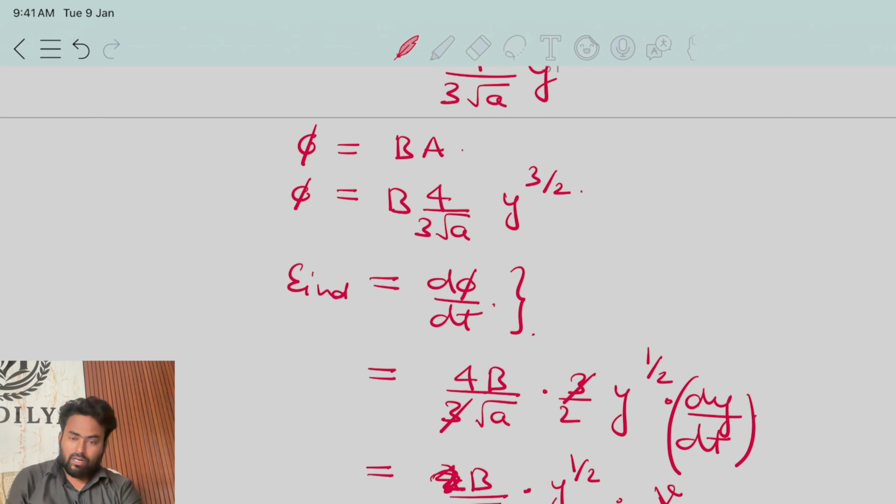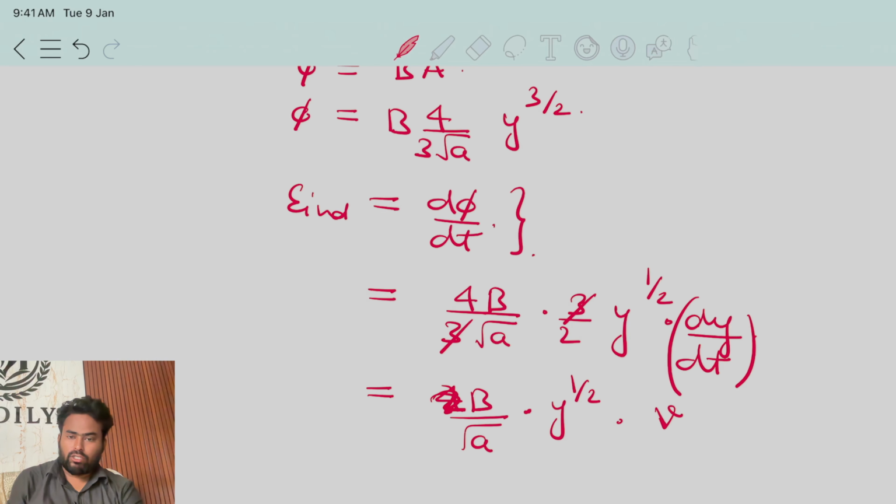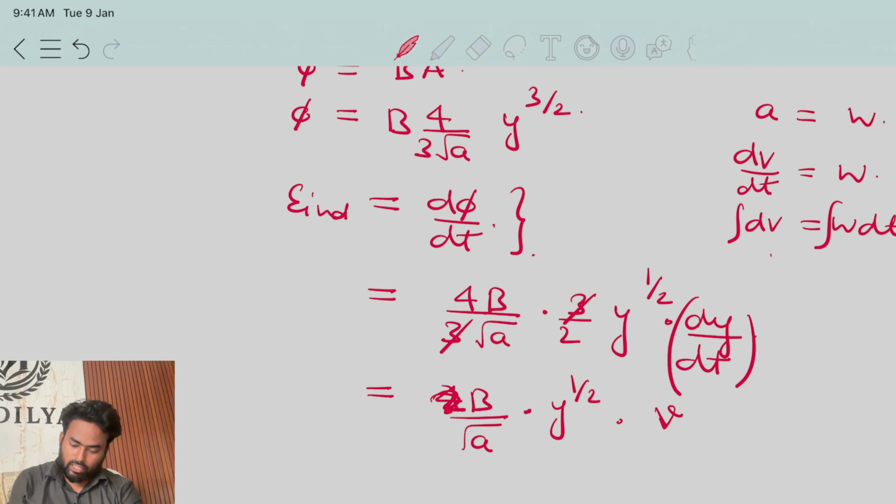What is dy by dt? Velocity. Now see, dy by dt is the velocity of the rod at that instant. Now acceleration of the rod is given as w. Acceleration is dv by dt, that will be w. So dv will be w into dt. Since acceleration is constant, velocity will be w into t.